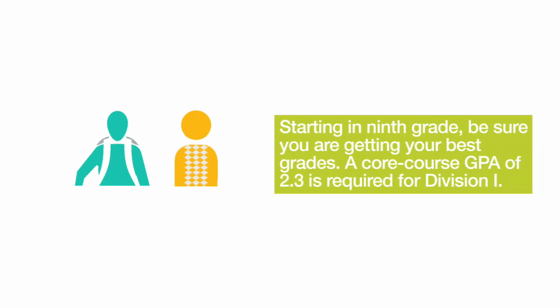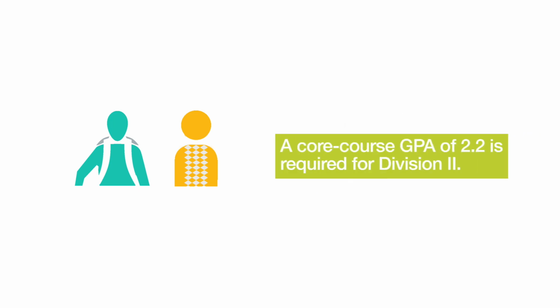Starting in 9th grade, be sure you are getting your best grades in your classes. A core course GPA of 2.3 is required for full competition at the Division I level. For Division II, the core course GPA requirement is a 2.2.